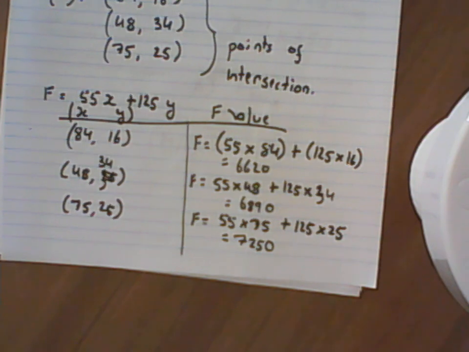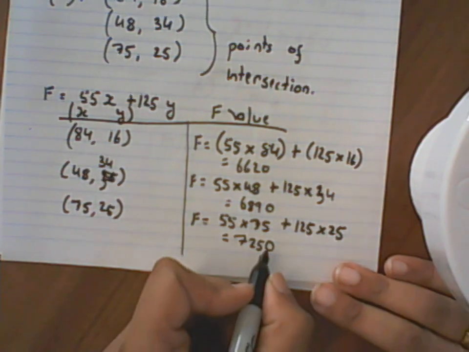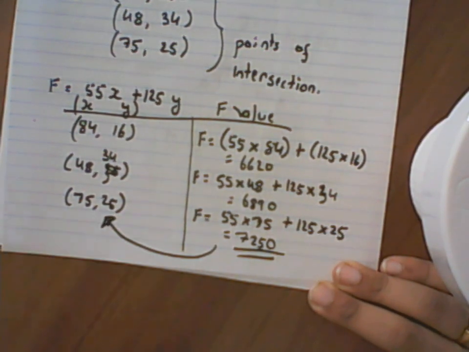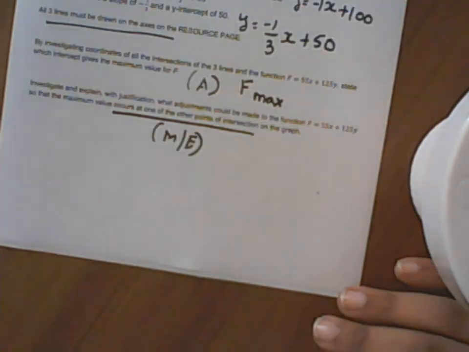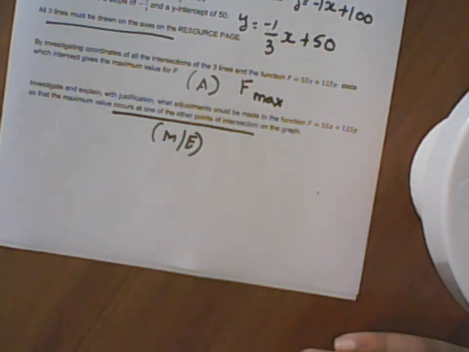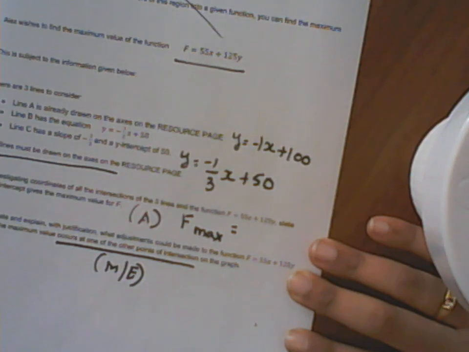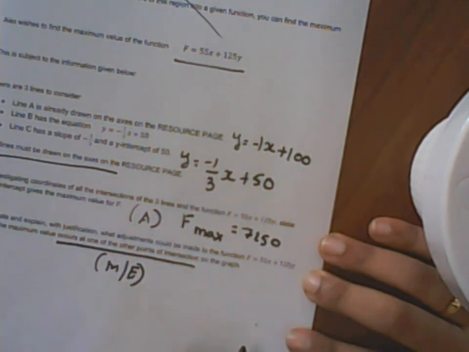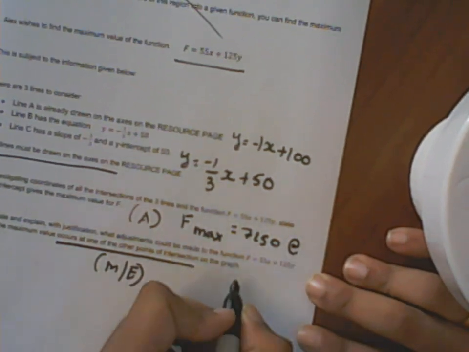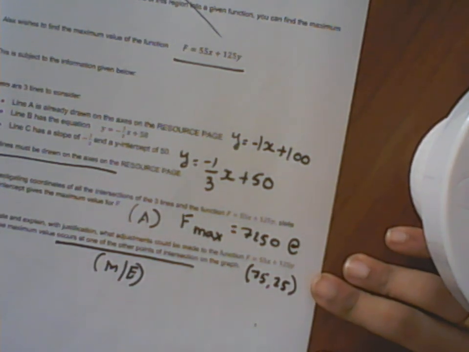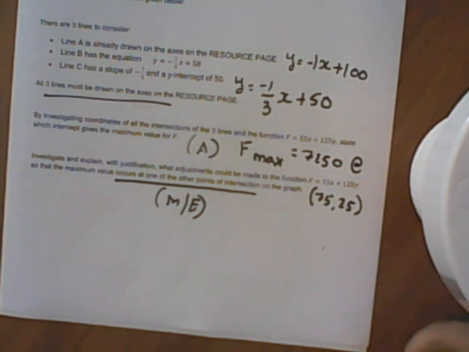For A, for achieve, what do they want you to find out? The point of intersection where f is maximum. In other words, for this value, my coordinates that relate to it are these. So your answer is going to be F max is equal to 7250 at the point 75, 25. So that answers your achieve. Now the interesting bit.